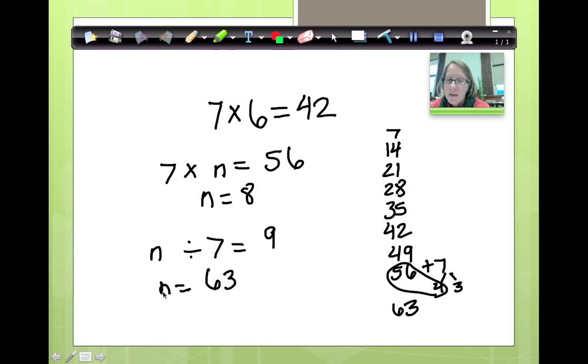Now this means that wherever there's an n, I can put a 63 and the sentence will make sense. So let's just check it out. 63 divided by 7 equals 9. Is that true? It sure is. We did a good job.